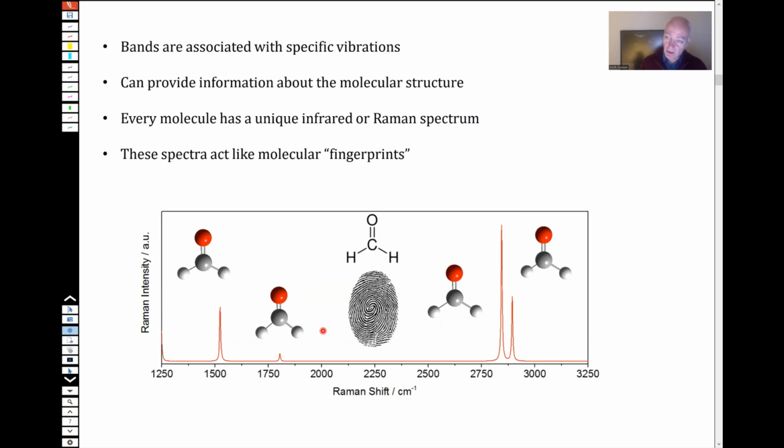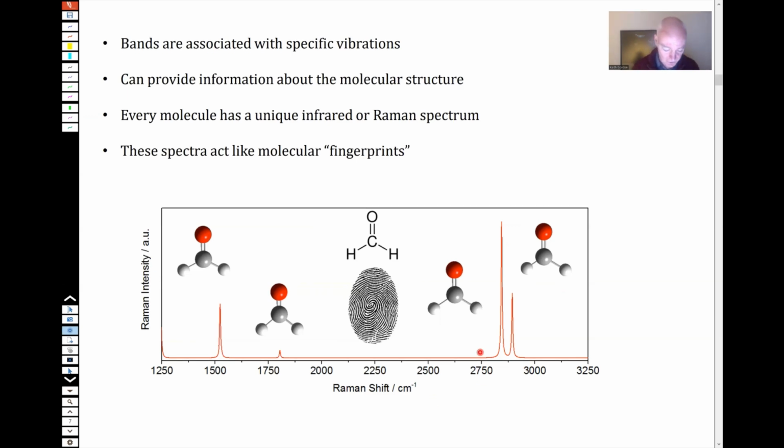So in terms of the music, if you like, that the molecule plays to you, there are two things that matter. One is the height of the bands, how intense they are. And I'll get onto that a little bit later on. But the other is the frequency, what energy they occur at. So let's just clarify energy.